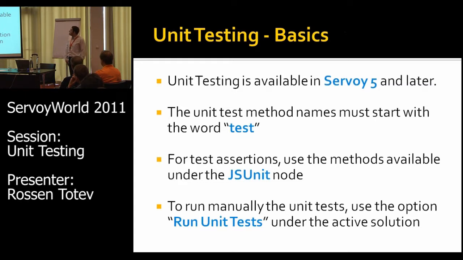Probably you have noticed in Servoy 5 that there is a special node dedicated to unit testing. It's the JS unit node, and it provides all the assertion methods that you need in order to do the unit tests. And currently there is only an option to manually run the unit test from the Solution Explorer. In the future there will be ways to automate this. So again, just a single method, a method that starts with test, using the assertion methods from the JS unit node, and running the unit test is all you need to get started with unit tests.